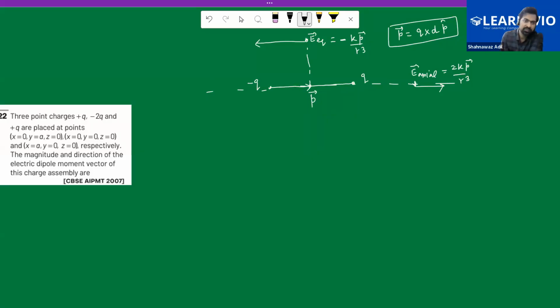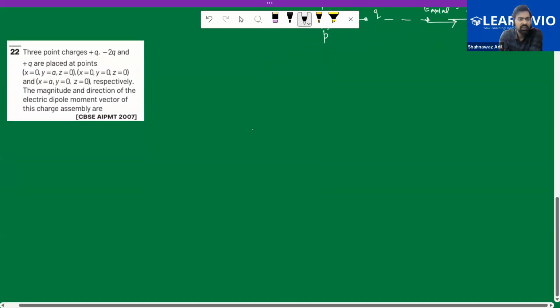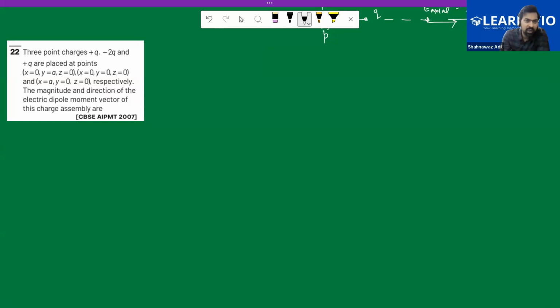Is it clear? Yes. Okay, so keeping that in mind, let us find out. Three point charges plus q, minus 2q and q are placed at points respectively. Find the magnitude and direction of the electric dipole moment vector of this charge assembly.